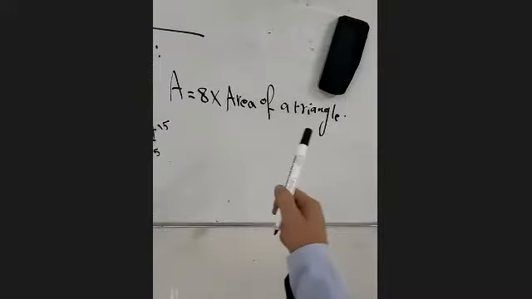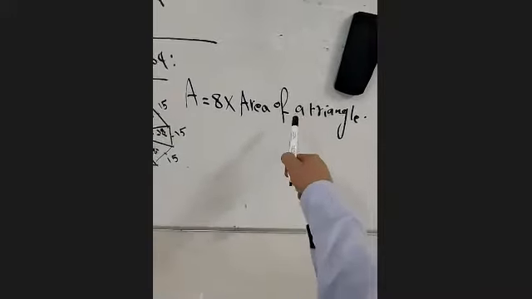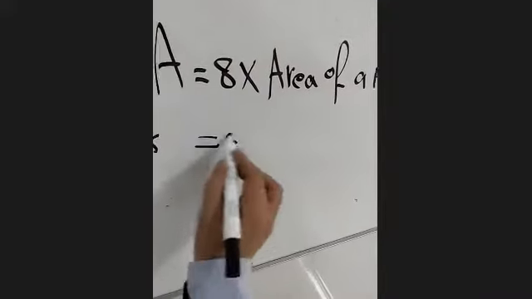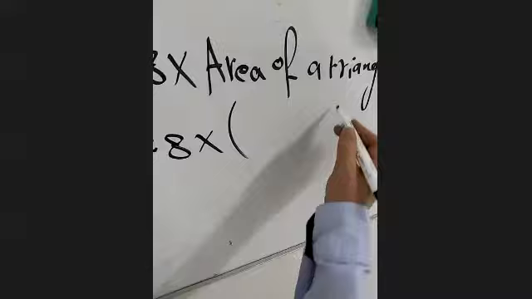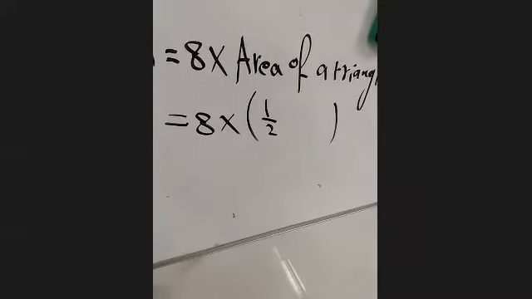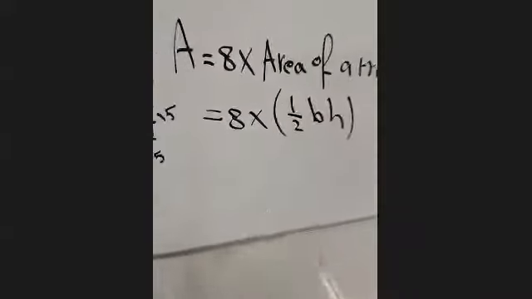8 multiplied by the area of a triangle, which is equal to 8 multiplied by... What's the area of the triangle, Nidal? Half multiplied by b multiplied by h. Half bh. This is the area of a triangle.